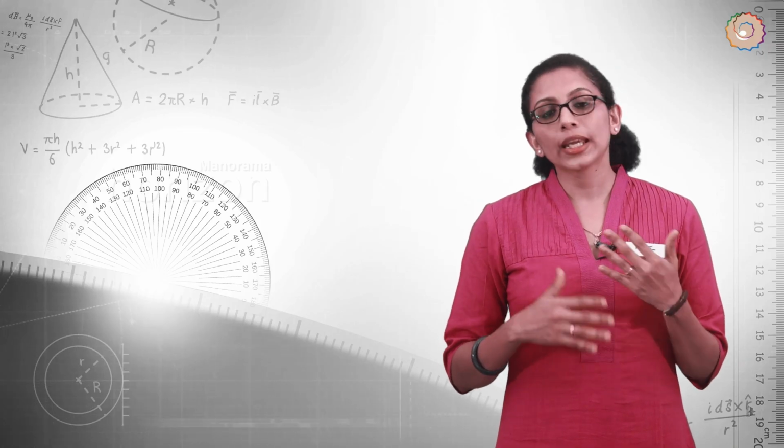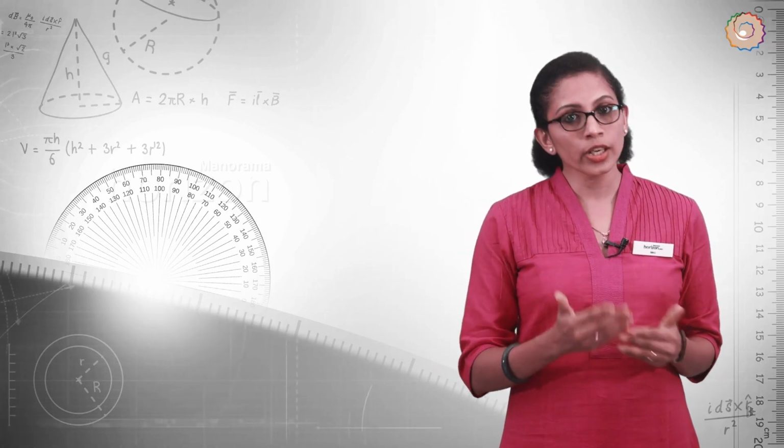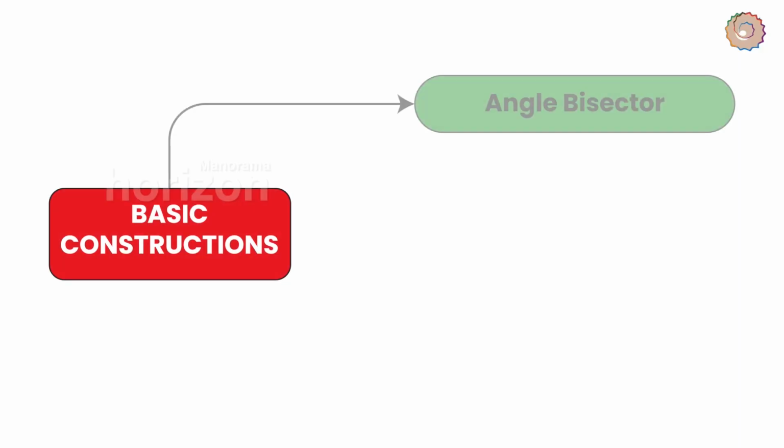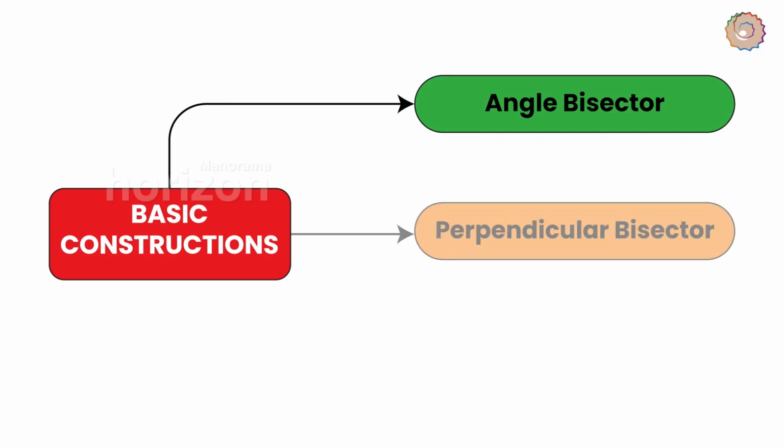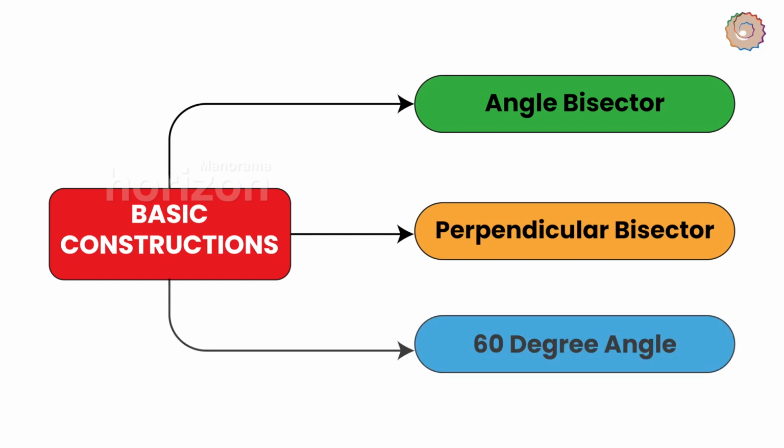Now, let's have a recap of what we have learned in this section. We were dealing with some basic constructions. That is, one, we have considered to construct the bisector of a given angle. Then we have seen the construction of perpendicular bisector of a given line segment. And the third construction, we have seen the construct an angle of 60 degree at the initial point of a given ray.